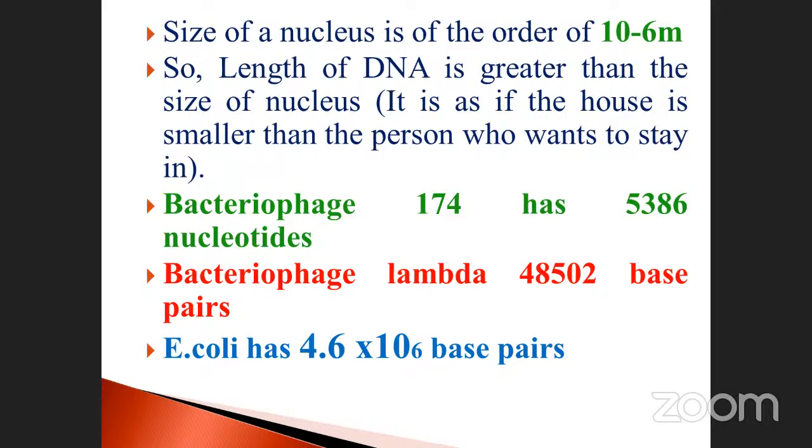And E. coli has, this is very, very important. This is a bacteria, isn't it? Bacillus type. 4.6 into 10 to the power of 6 base pairs. Note it down. This is also very, very important. Okay. E. coli has 4.6 into 10 to the power of 6 base pairs.